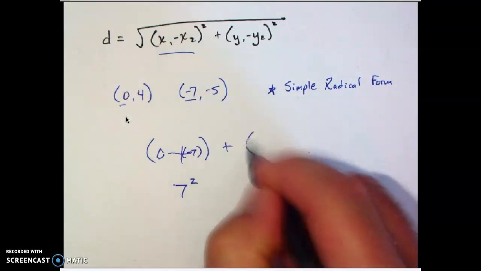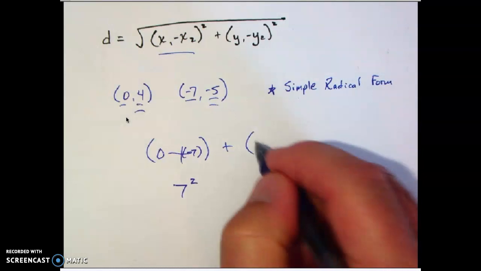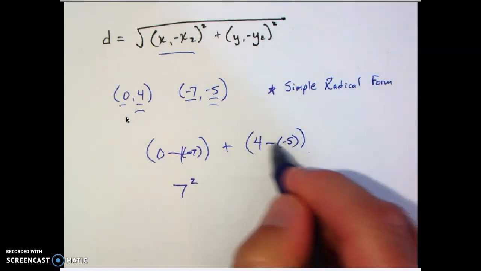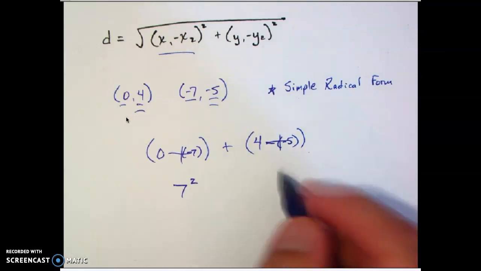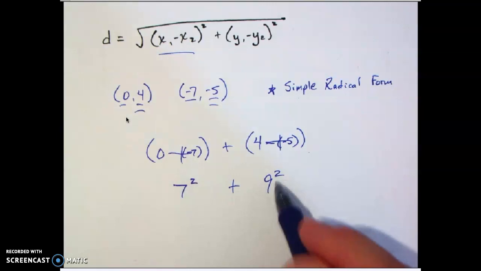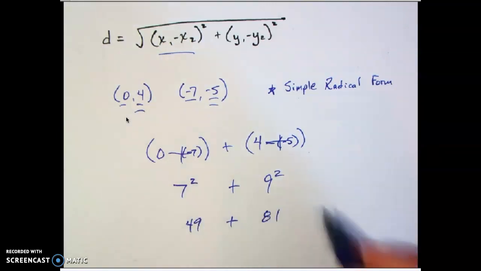And we have plus, and here our second values are the y values. So we have 4 minus that -5. So that's 4 plus 5. That would be 9 squared. All right, remember we're going to have to square these first. So we have 49 plus 81.